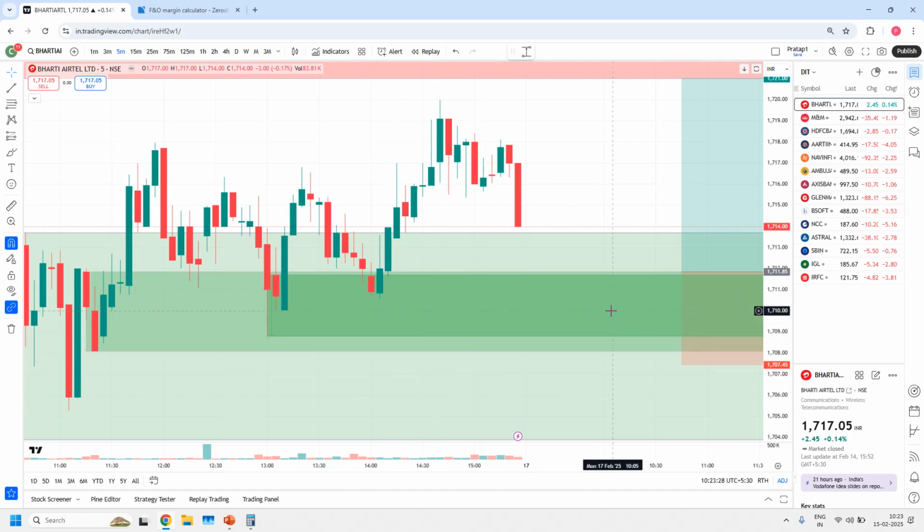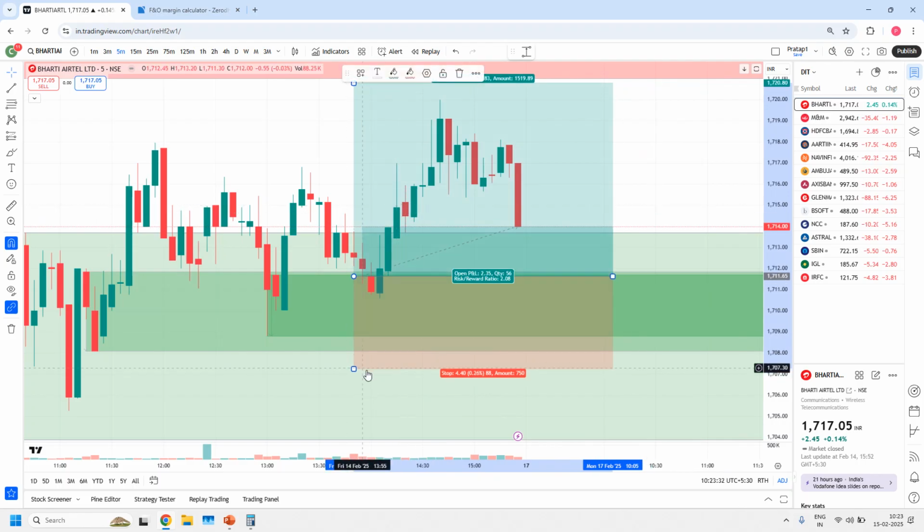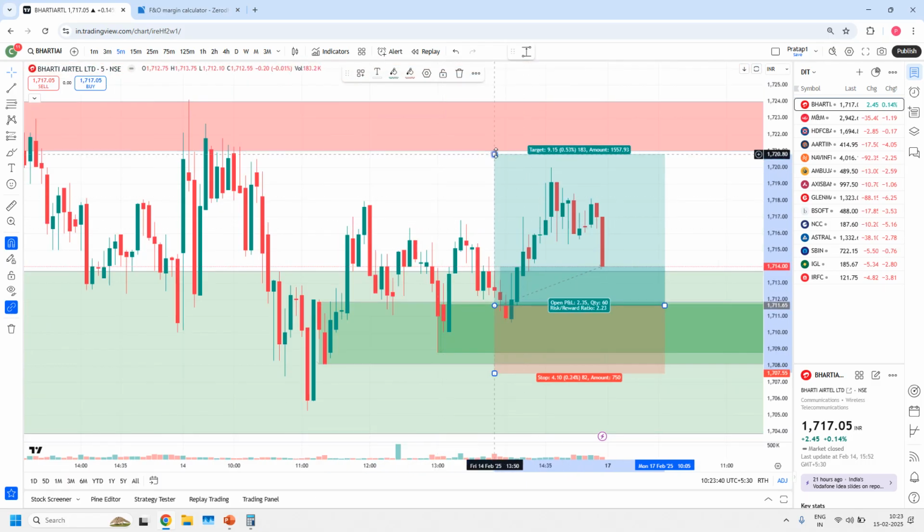Okay, from here, do we have RR? Let us check. Here you are taking the trade. Till this supply zone, you won't be getting RR. You are getting 1:2.8.